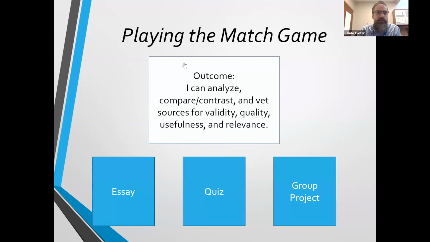What would be the best matchup? And there's not really a right answer either. There are actually multiple right answers.